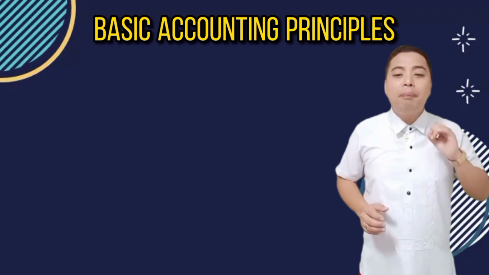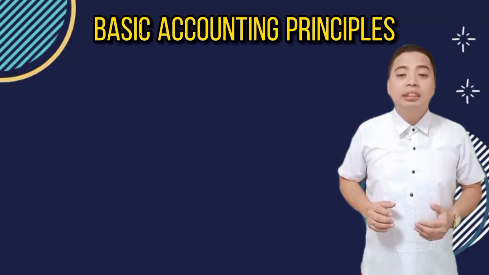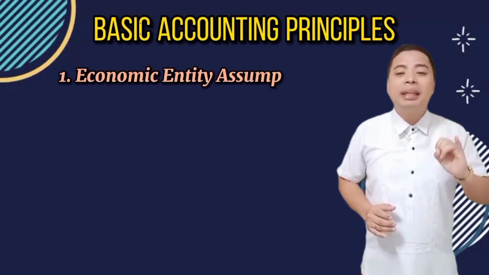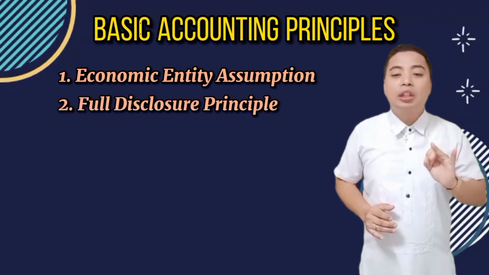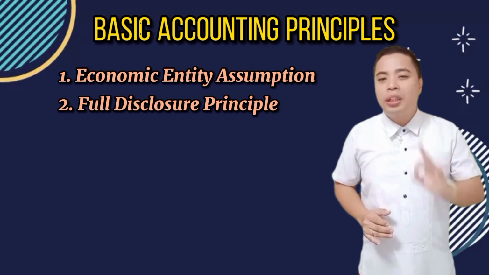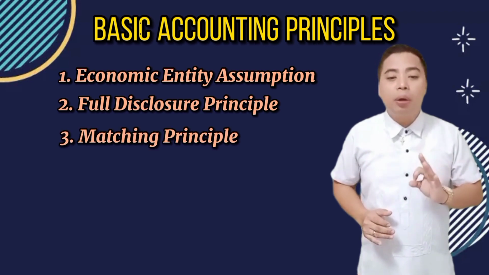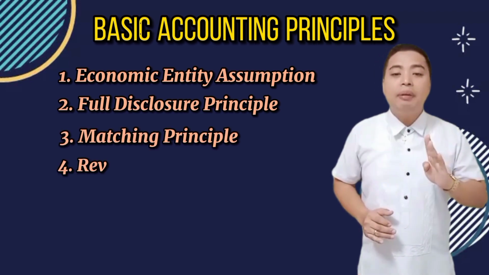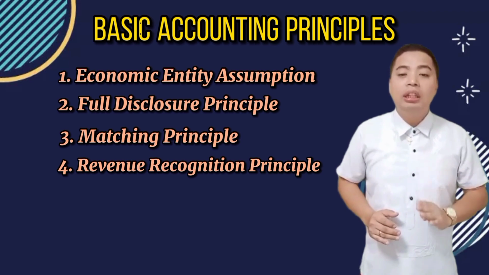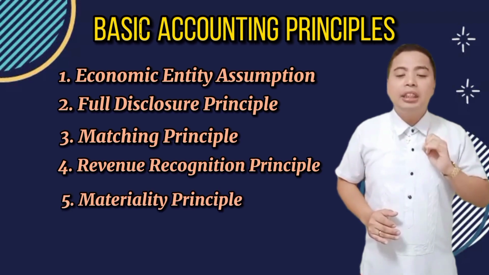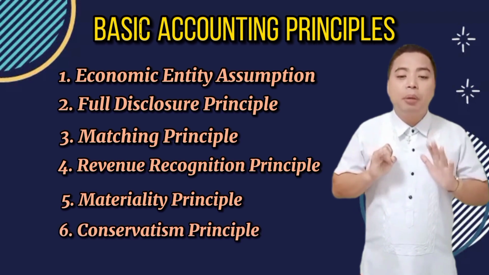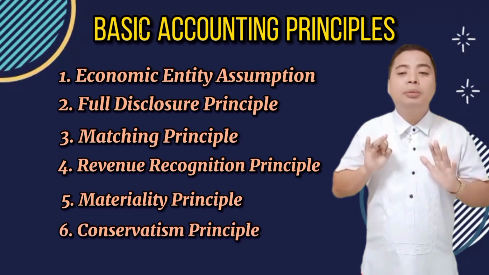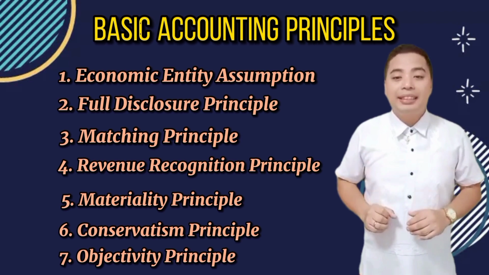So we have 7 basic accounting principles. First, the economic entity assumption. Second, the full disclosure principle. Third, the matching principle. Fourth, the revenue recognition principle. Fifth, the materiality principle. Sixth, the conservatism principle. And lastly, the objectivity principle.